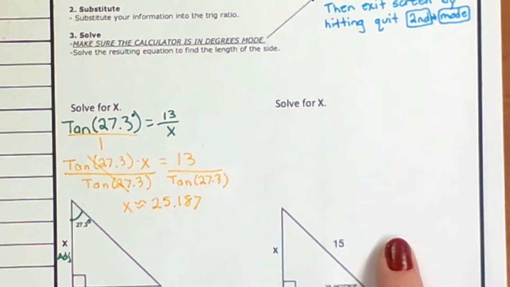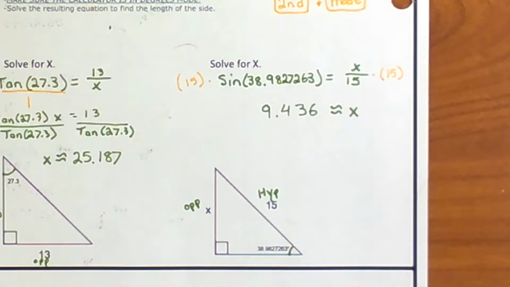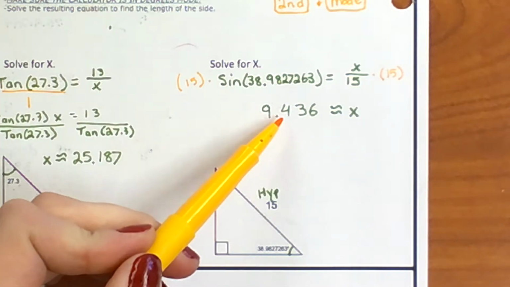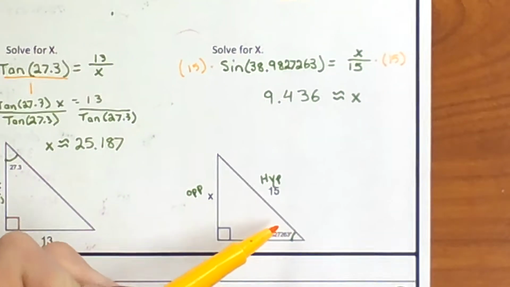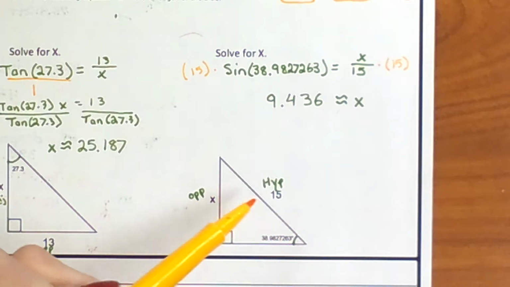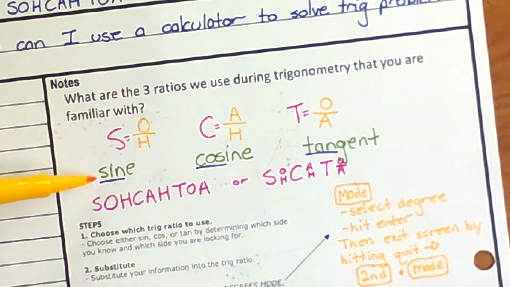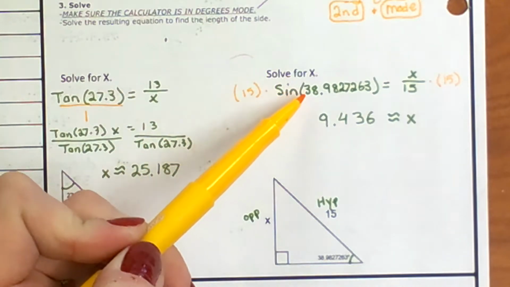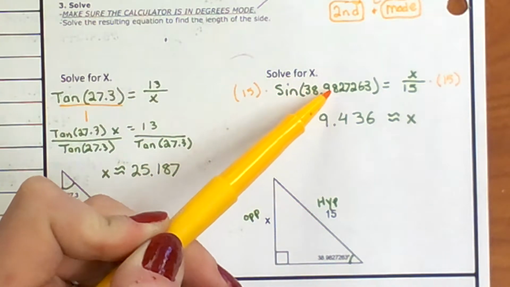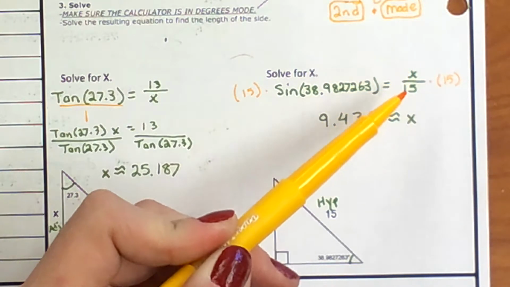Okay, go ahead and pause the video and solve this one over here. Your final answer should be approximately 9.439. What I did here was, if my reference angle is over here, I have opposite and hypotenuse. Opposite and hypotenuse is sine. So I'm using sine of my very long decimal, 38.9827263, equals my opposite over my hypotenuse.